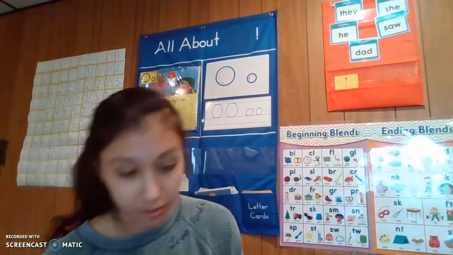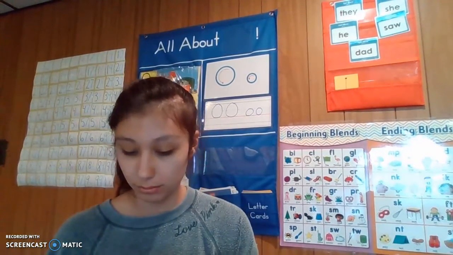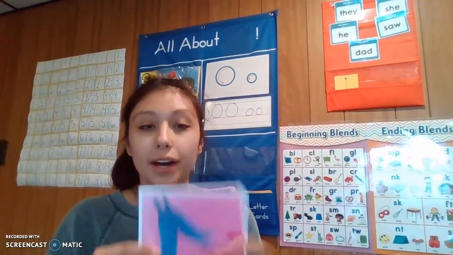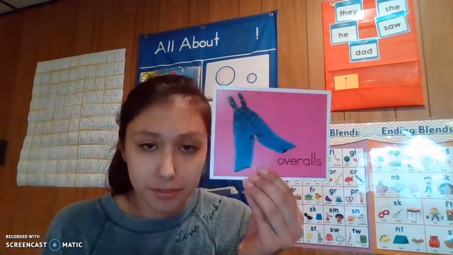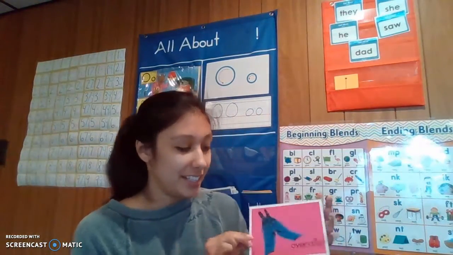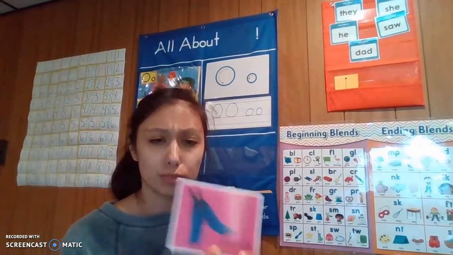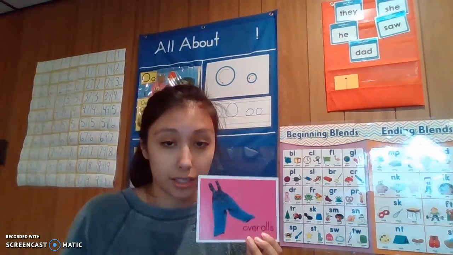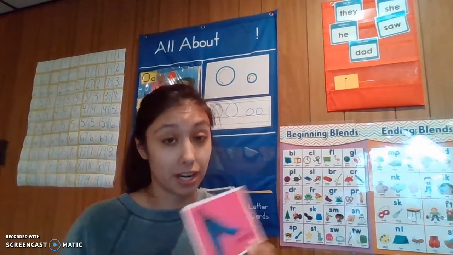I have one last picture for you. Where did I put it? Oh, there it is. All right. We have a picture of, these are probably something not a lot of you are familiar with, but these are overalls. It's kind of like jeans, but they come over the shoulder. All right. So, overalls. That doesn't really sound like otter. I hear O in the front, kind of like its name. So, sometimes our letter O says its name.